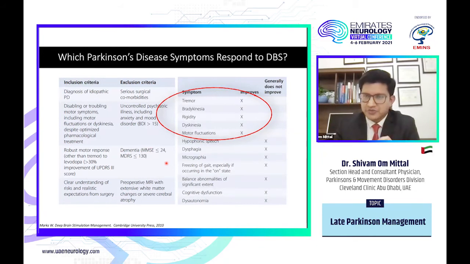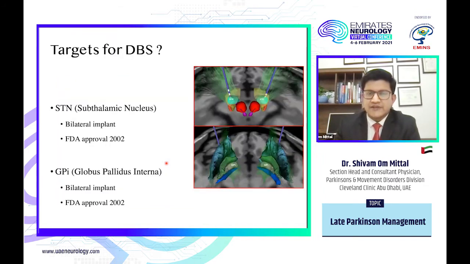The answer is no. If I see a patient who is having all of these symptoms, I would certainly take them off the list for DBS and go with medical management or the pump therapies to help their symptom control. The targets for DBS are the subthalamic nucleus and globus pallidus interna.